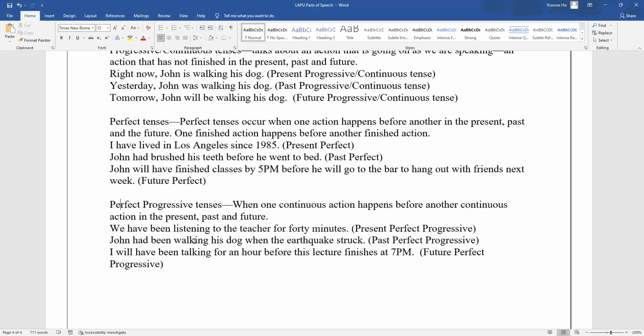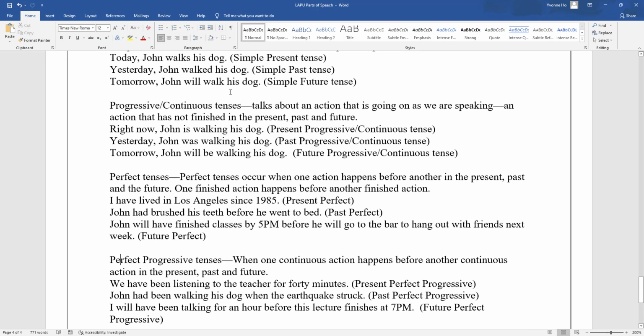That means it's something that's happening right now and still going on into the future, okay? As opposed to "we have listened," that means it's something finished. We have listened to the teacher for 40 minutes. So that sounds more complete. Whereas this one, and it's got all these nuances.